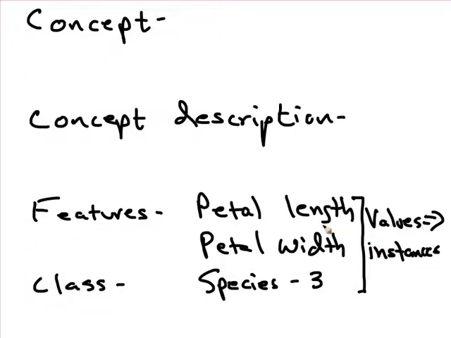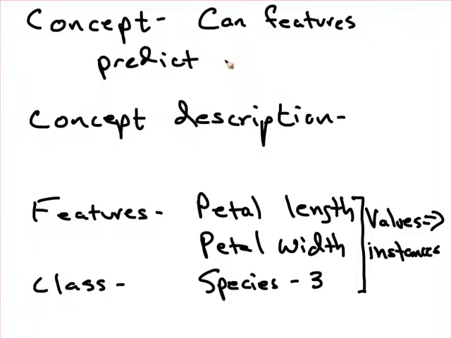When we actually try to learn from that, when we try to say, okay, what are we going to get out of this? The thing we're trying to learn from our data is the concept. So in this case, our concept is, can the features be used to predict the class, or more specifically, predict the species of iris in this case? So that's our concept.